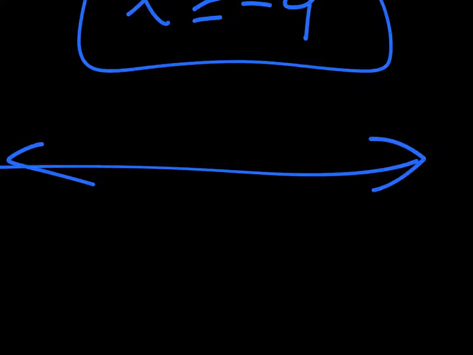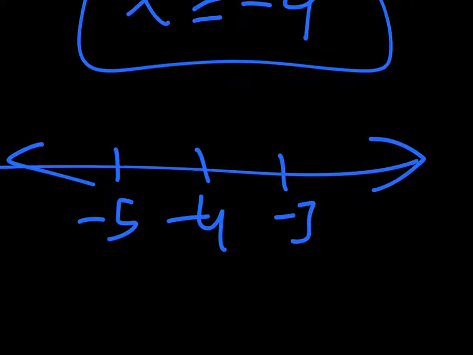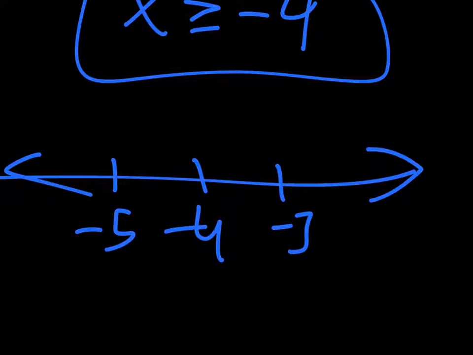A review of graphing real quick. You have your number line, negative 4, negative 3 for relation purposes. And we do a solid dot, closed dot as I call it, going to the right. There you go.